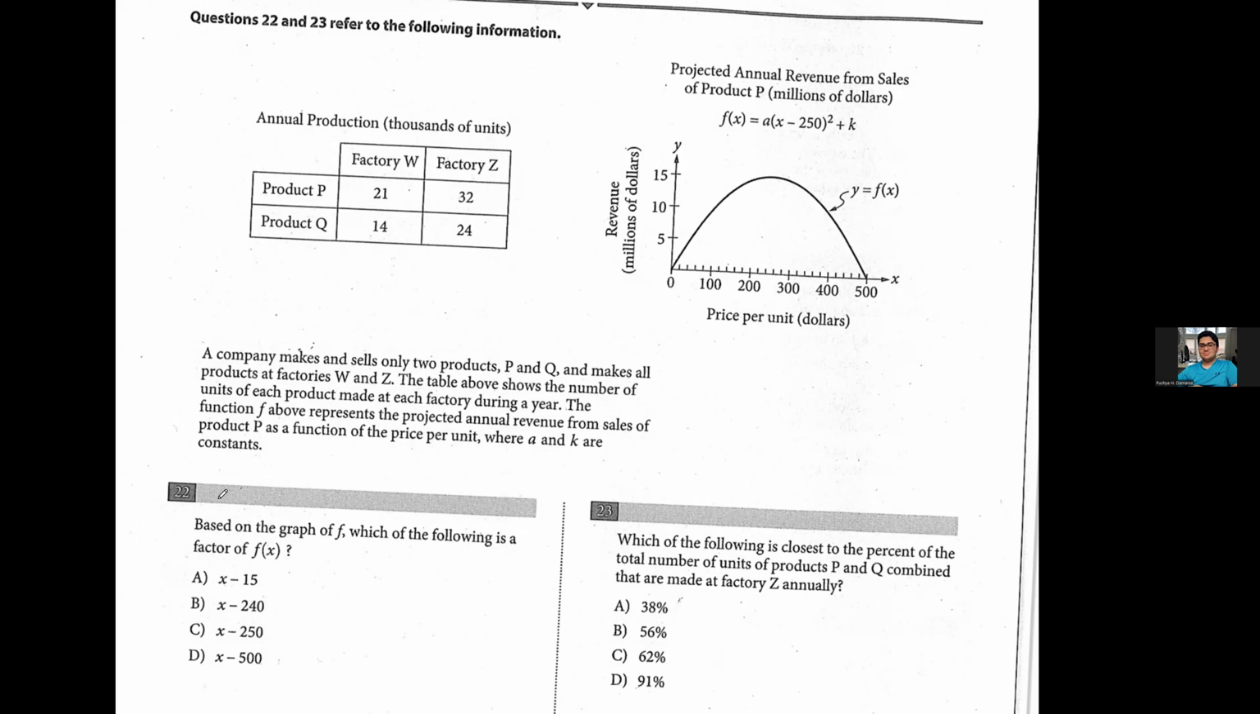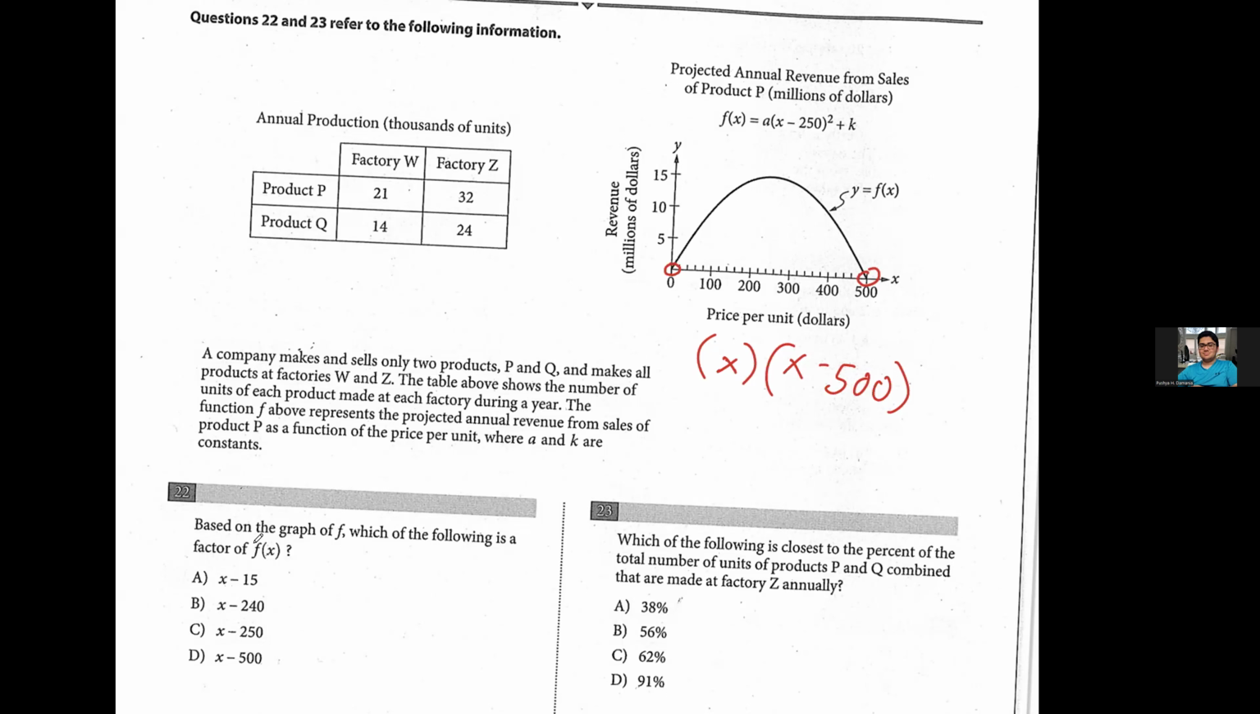Okay, so for question 22, which of the following is a factor of f of x? Well, the factors of f of x are where the graph intersects the x-axis, which would be at x equals 0, so just x, and the other one would be x minus 500, because 500 minus 500 is 0, so the y would end up being 0 at 500. So these are the two factors.